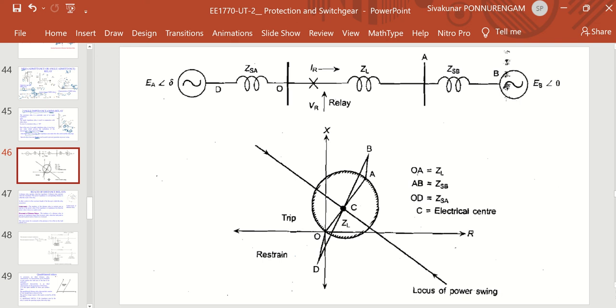OA is the ZL. The point is O, this is A, which is the line impedance ZL. AB is the specific point. Again OD, this is the OD, and C is the electrical center. This is the circle. If it is in this plane, we are going to obtain the directional operation. The tripping action occurs in this zone. Suppose if you want to change, we simply change the alpha value in the minus or plus of alpha value. We are going to change the directions also, right?